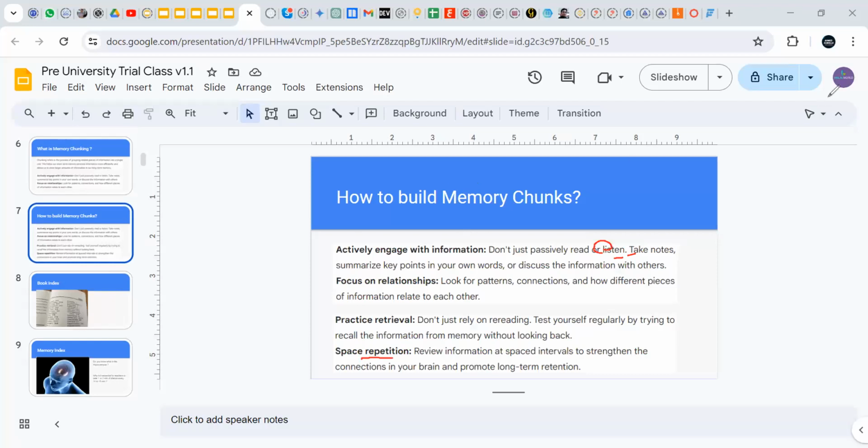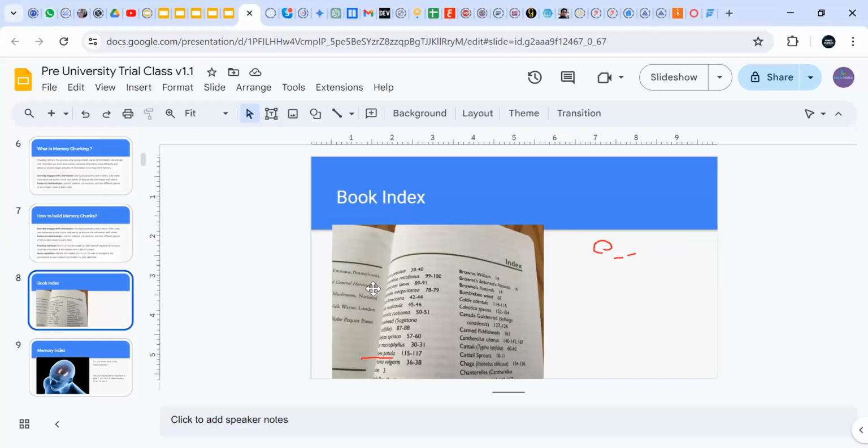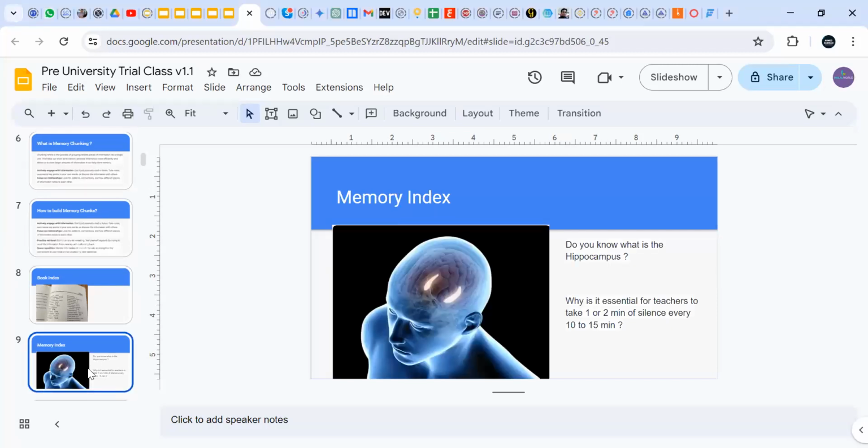So now have a look at this. Can you recognize what that is? Right, the book index. Exactly. What is the purpose of using a book index? So that you can find where the information is on certain things easily, right? Okay.